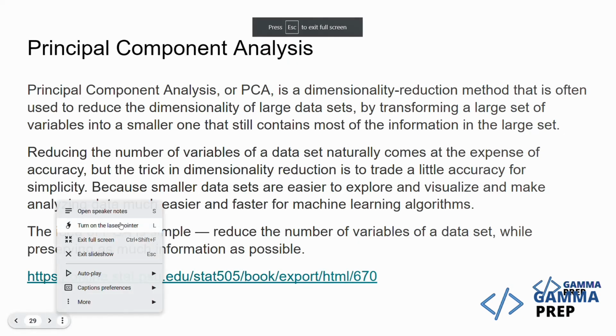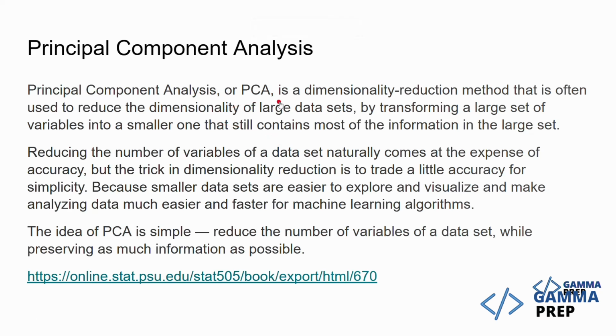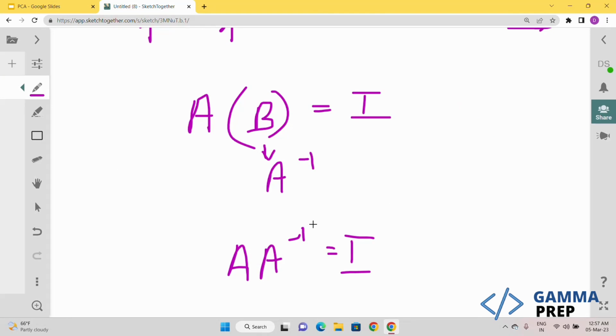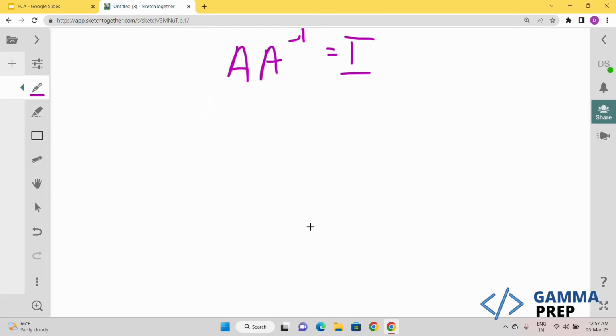So principal component analysis, or PCA, is basically a dimensionality reduction method. Basically, we are trying to reduce the number of dimensions because the number of features is very high. And when the number of features or dimensions is very high, we suffer from the problem called the curse of dimensionality. And what's the problem when the number of features is high? It's very difficult to build the model, analyze the data, visualize the data, and so on.